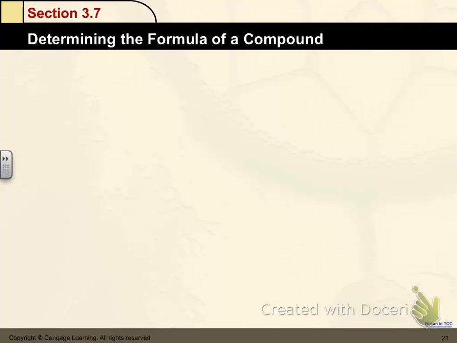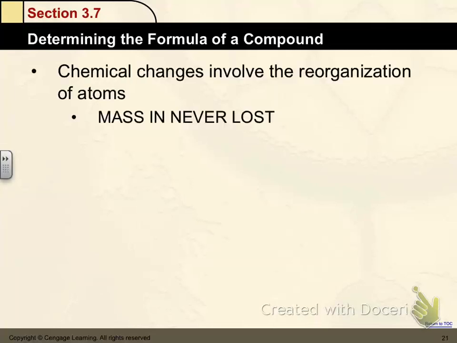All right, we're going to take a look at 3.7 and 3.8 in the book. Not titled Determining the Formula of a Compound, but we're actually now going to look at chemical changes and the reactions that we use and that we write in order to describe chemical changes. Remember now, chemical changes involve the reorganization of atoms.